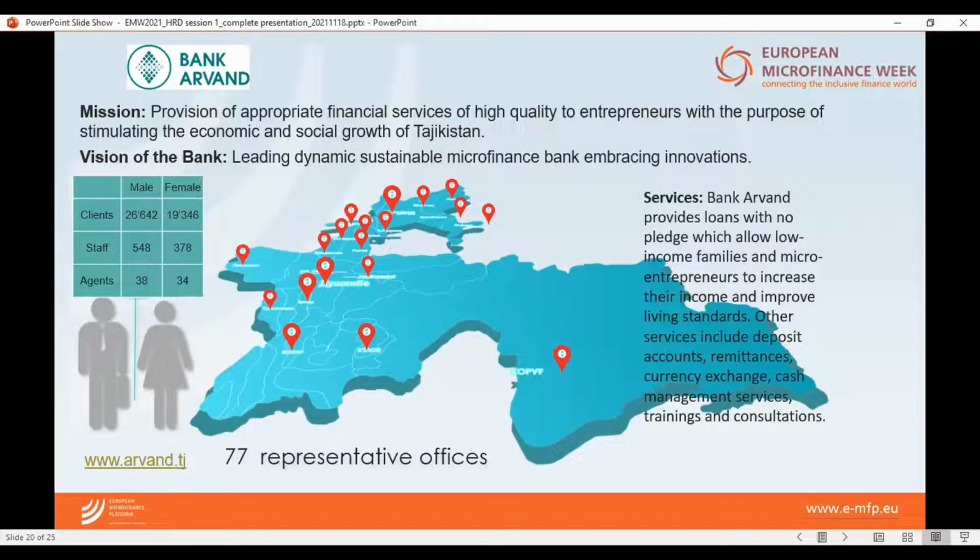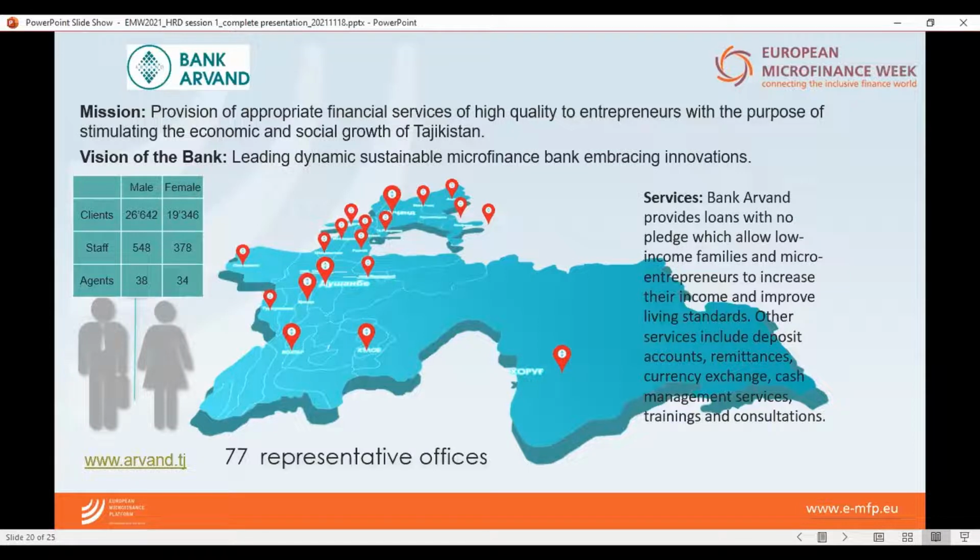In terms of agents, and this is interesting because the bank also has an agent network, 38 male and 34 female agents that reach out to, and we have it on the slide here, almost 50,000 clients, a bit more male clients than female clients.